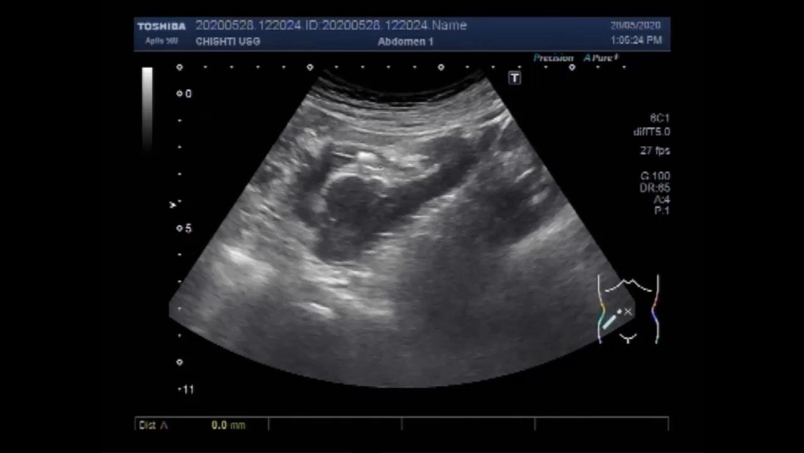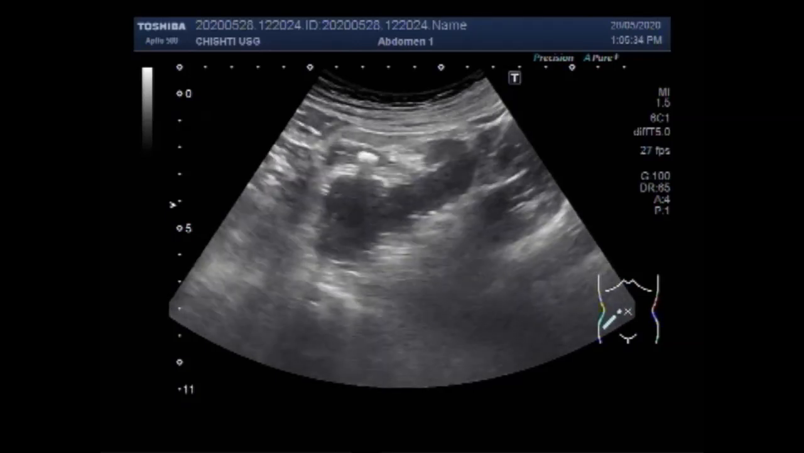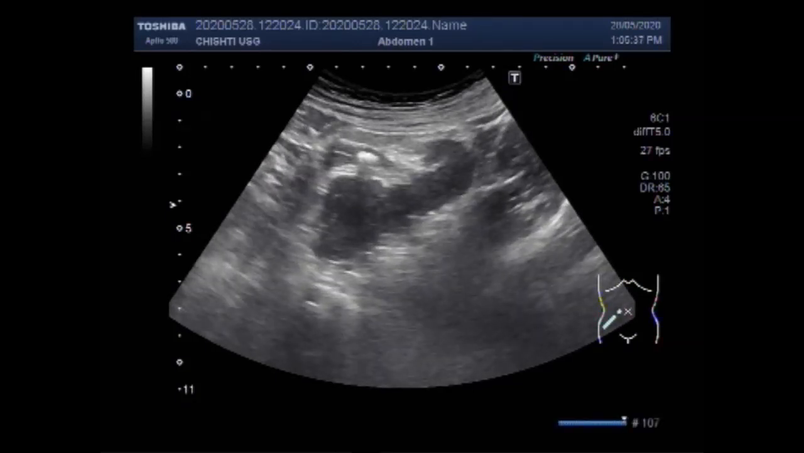Now you can see a stone, and this stone measures about 8.6 millimeter and is seen in the upper portion of the right ureter. Again, you can see this measurement, it is 9.1 millimeter.